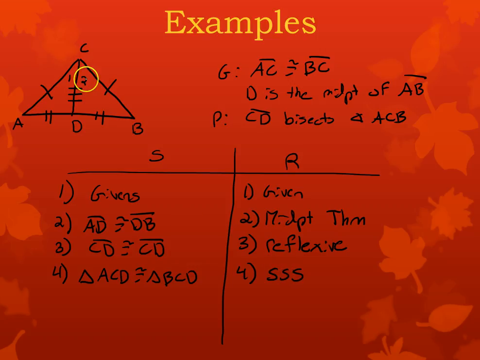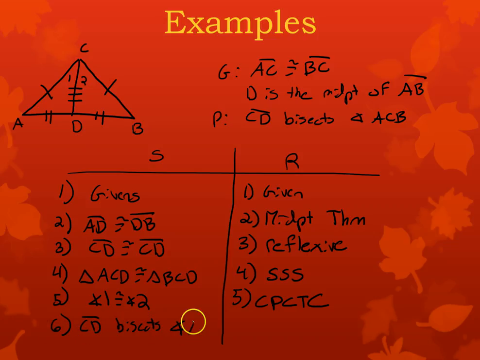We notice angles 1 and 2 are both opposite our double tick marks, meaning they are in the same spots. So I can say angle 1 is congruent to angle 2, not because of an angle bisector, because I don't have that yet, but because corresponding parts of congruent triangles are congruent, our CPCTC. Since we now know the angles are both equal, that means CD has to be an angle bisector. CD bisects angle ACB, because that's what the definition of an angle bisector means.